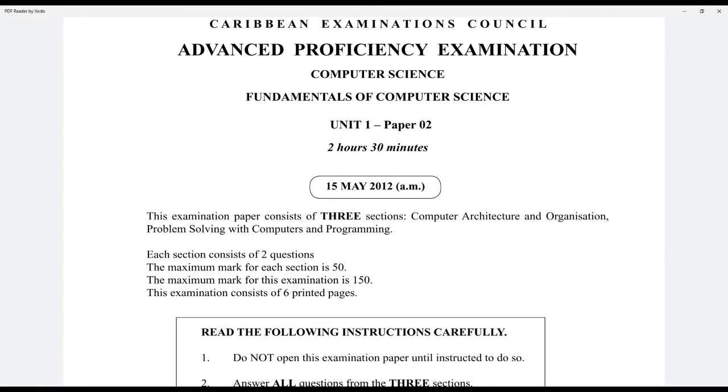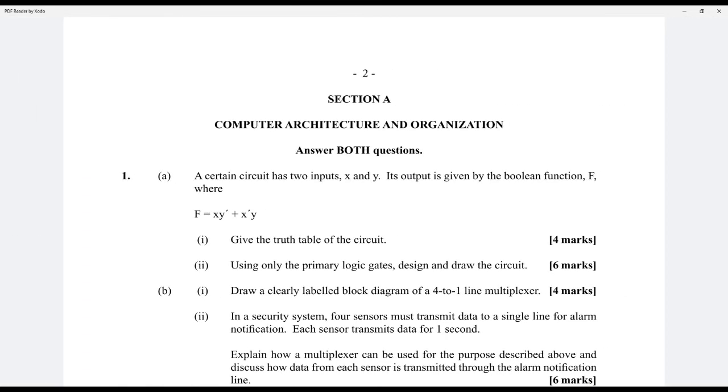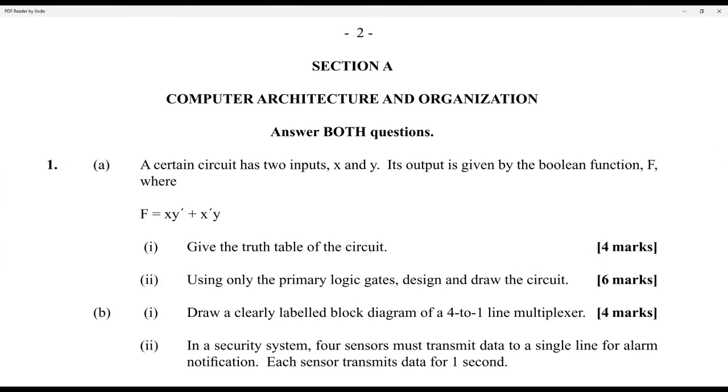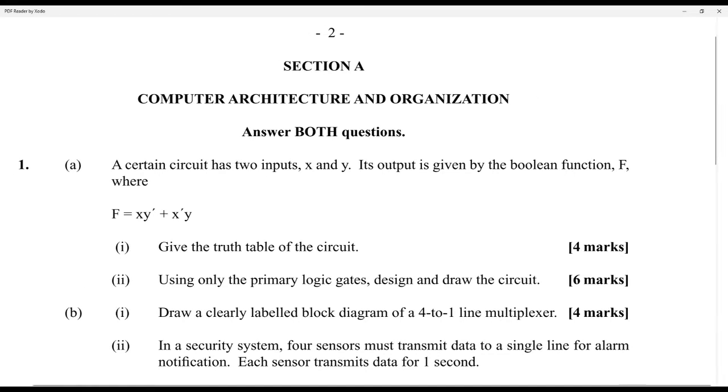Alright, this is May 2012, Computer Architecture and Organization. A certain circuit has two inputs, x and y. The output is given as the Boolean function f, where f is equal to x y prime plus x prime y. Give the truth table for the circuit.